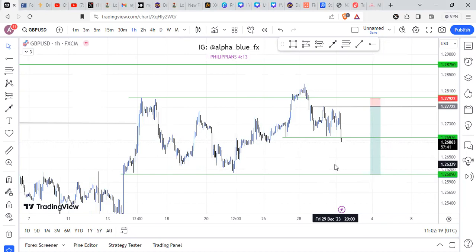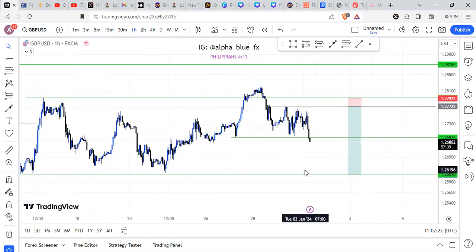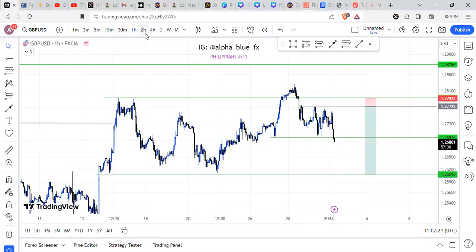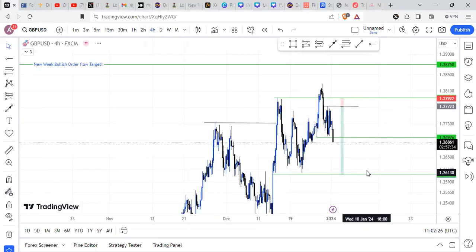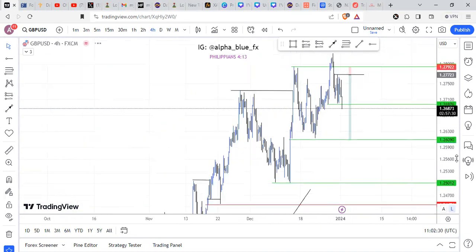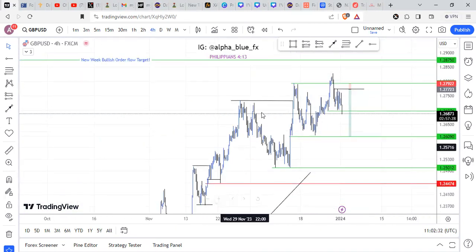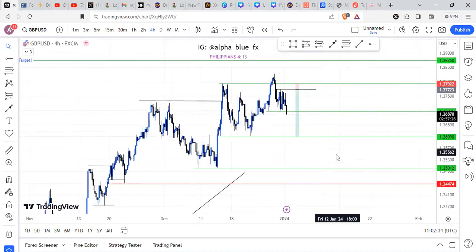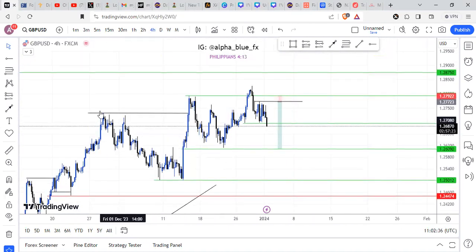Let me break this down to you. Now, this is GBPUSD on the 1 hour time frame, but let's go to the 4 hour time frame so you see what's going on. Now, if you see what's going on, the GBPUSD has actually been very bullish, going up and down, going up and down. And right now, every time it takes out a high, you see that it corrects back down.